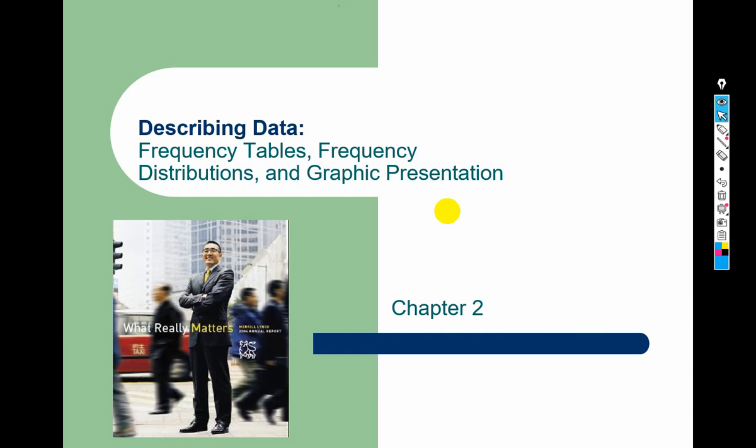Assalamu alaikum wa rahmatullah. In this lecture, we try to introduce how to describe your data. I mean by describing data, presenting your data in tables and graphs. By tables, we have frequency tables, frequency distribution, and graphs, we have different graphs for that.